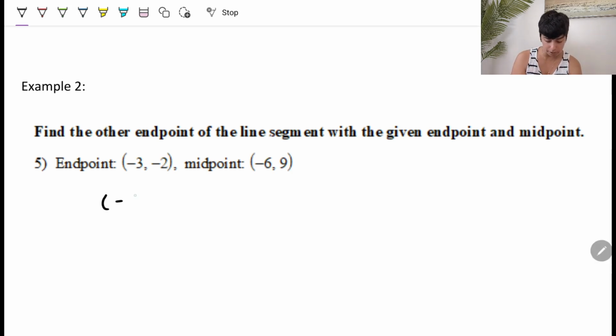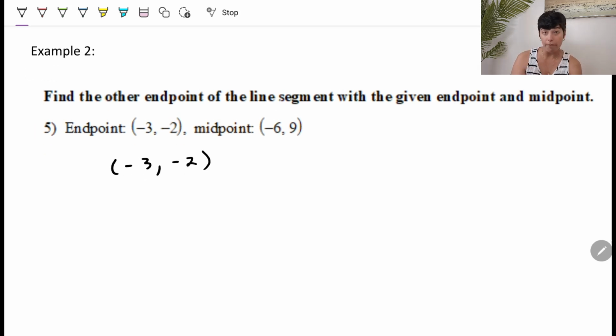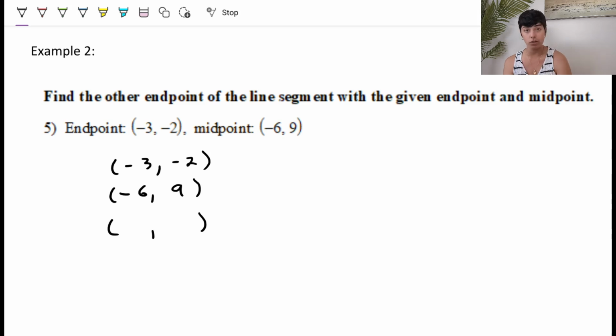So for example, I'm going to put -3, -2, and then below or above it, I'm going to do below, you're going to put your midpoint. And then over here is going to be our next endpoint. We are literally just going to see how far apart they are from each other and either continue to add or continue to subtract.